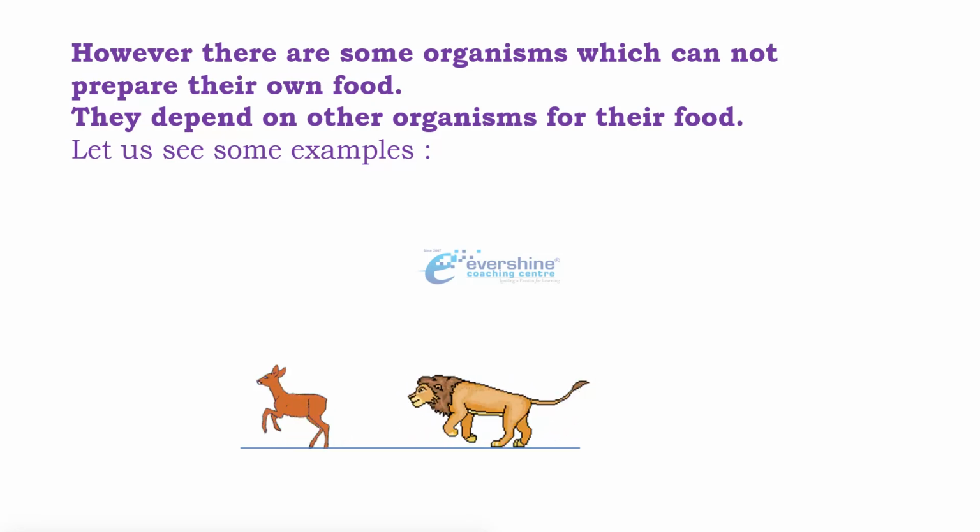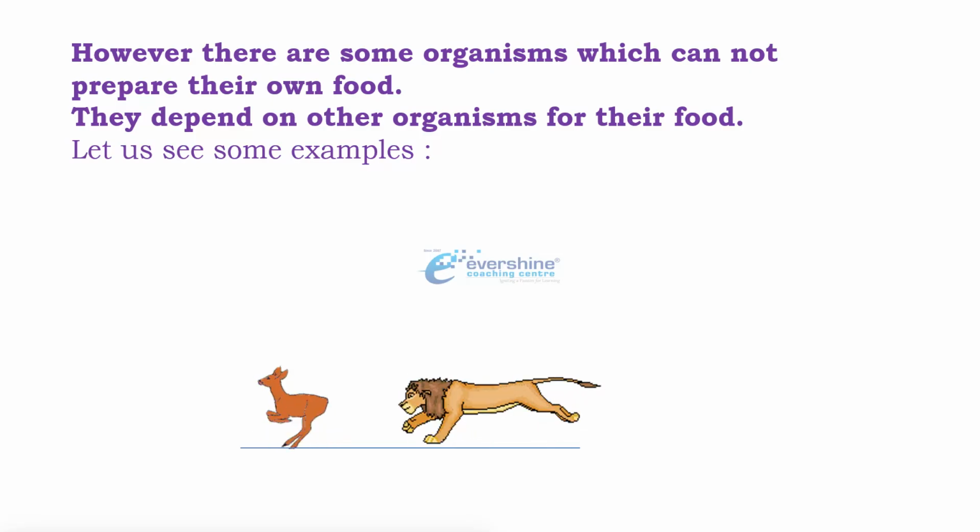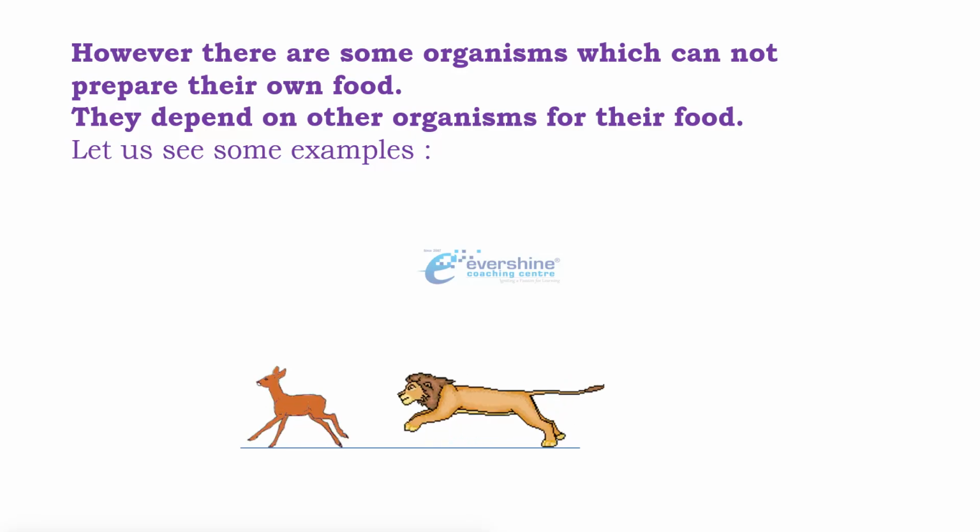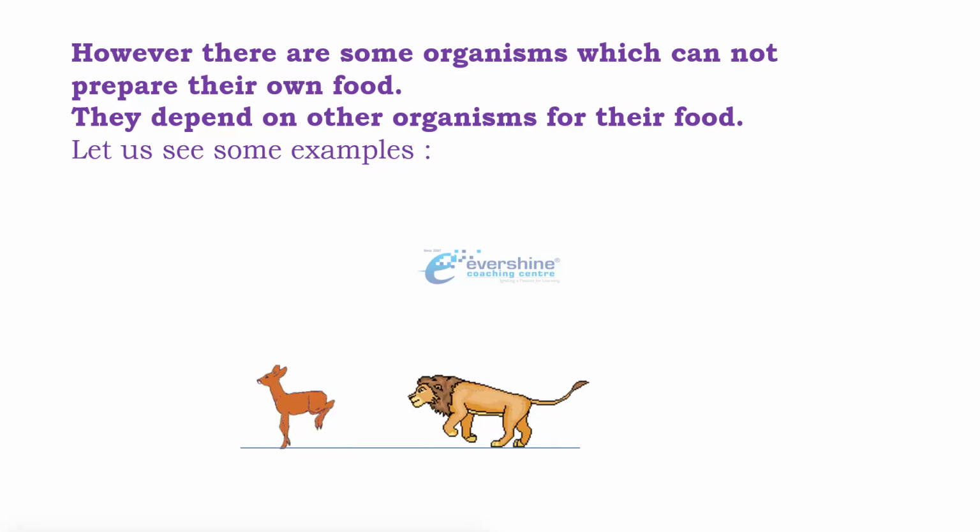Can you see here an example? As you can see here, the deer and the lion. Can you see this? The lion is chasing the deer. It means that the food for the lion is deer. If deer is there, then lion is alive. If deer is not there, then lion is not alive. It means that the lion is depending on other.